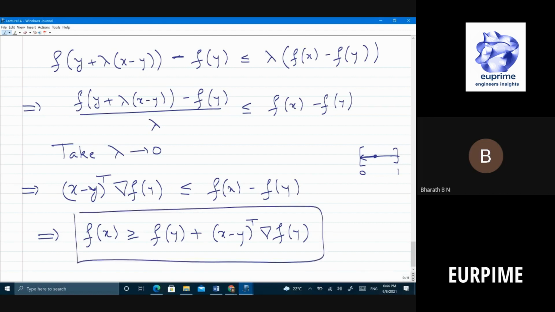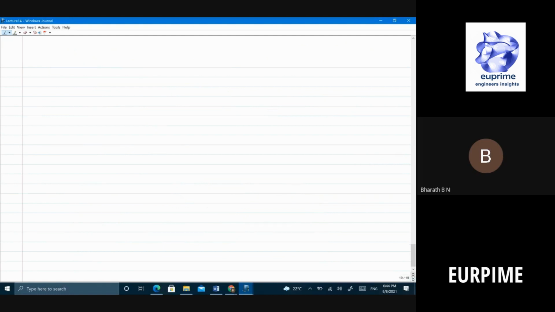Now let's compare this with the remainder form. Okay, x and y are two points. Let's look at f of x around y. So what is the remainder form? Let's see the remainder form now.